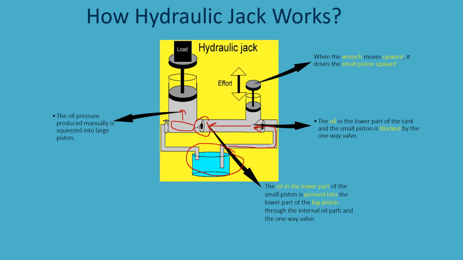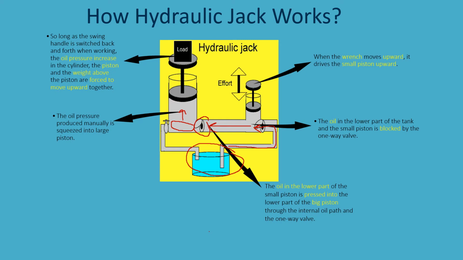Next, so long as the swing handle is switched back and forth when working, the oil pressure increases in the cylinder. So the piston and the weight above the piston are forced to move upward together.